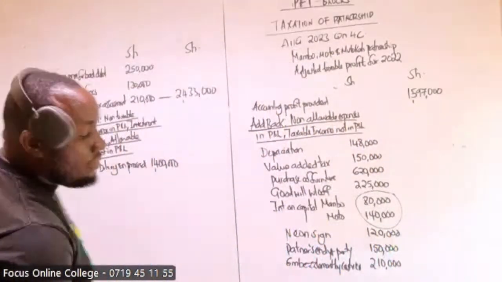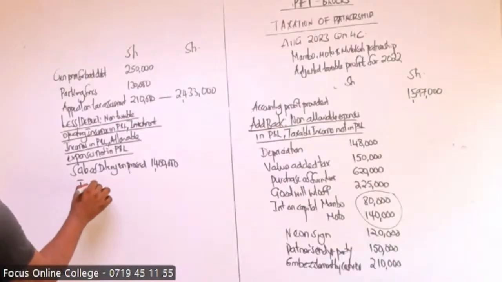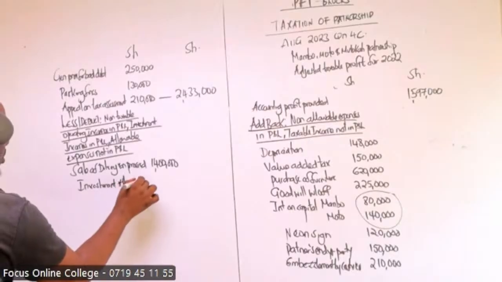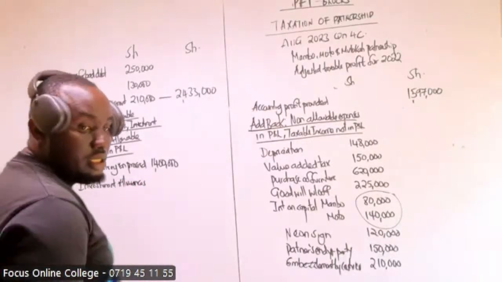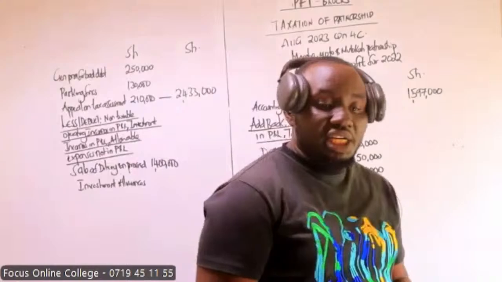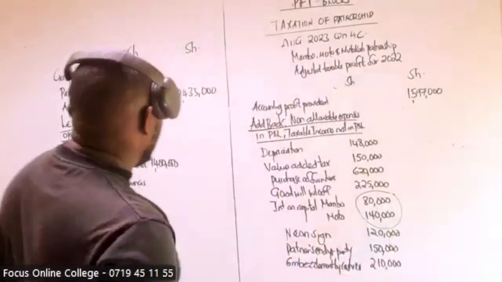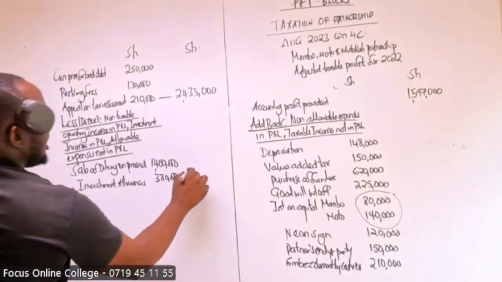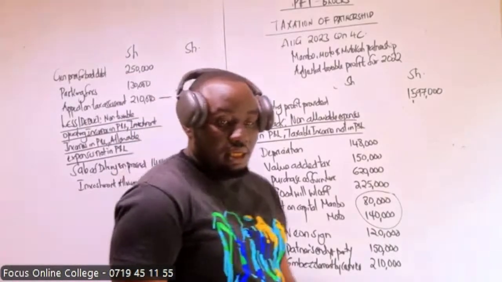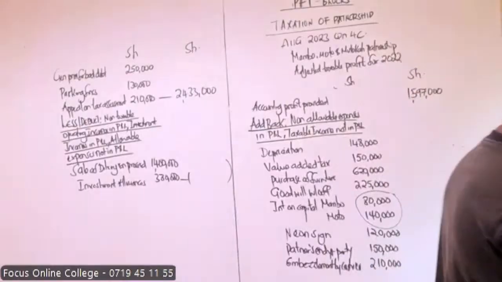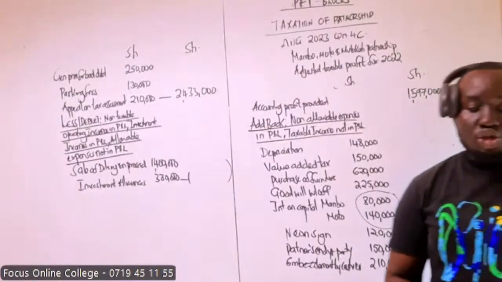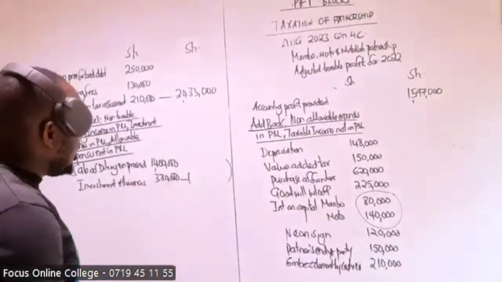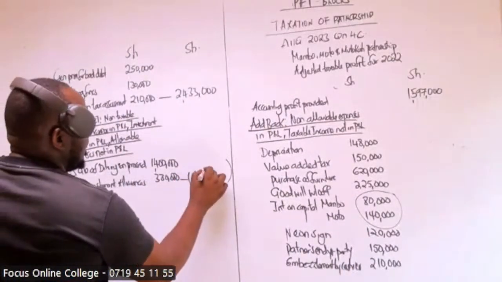The next is the allowable expense that is not in the P&L, the investment allowance. What is the figure for the investment allowance? It is provided, so you don't calculate it. The figure is 380,000. So how much do we less? Get the total that you need to less. The total should be 1780.